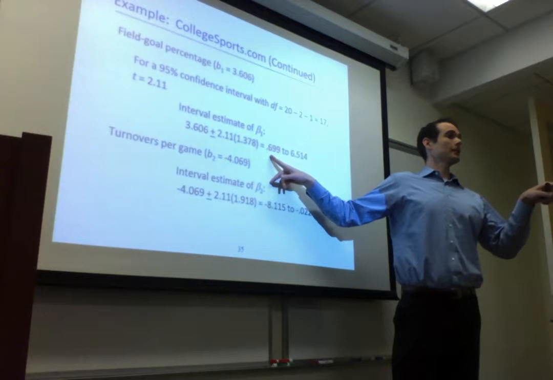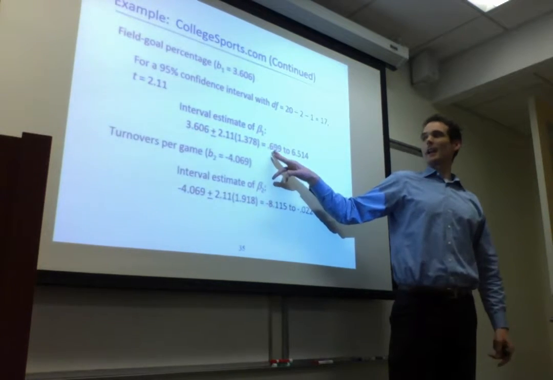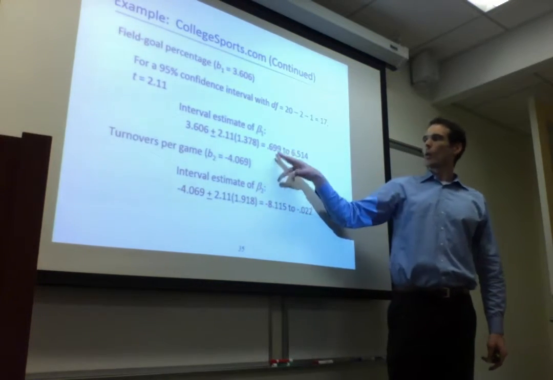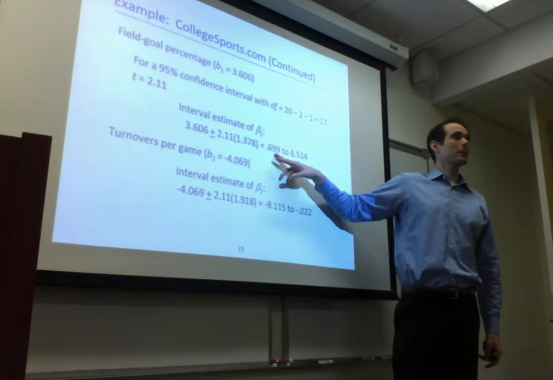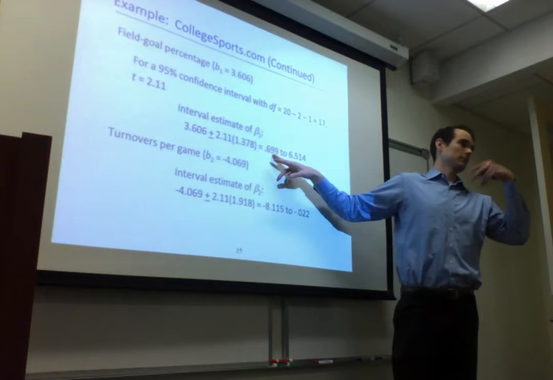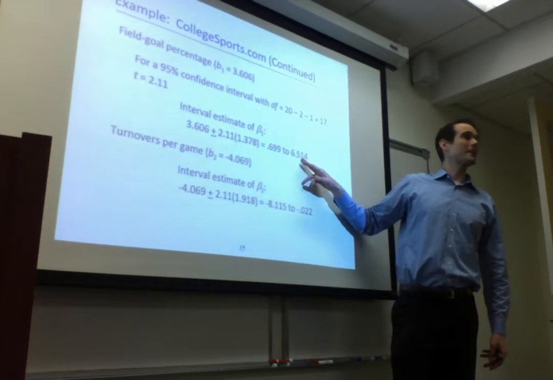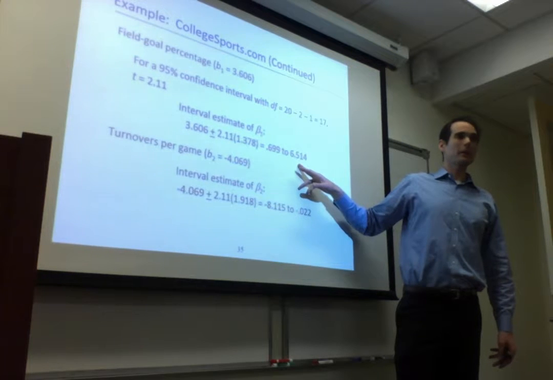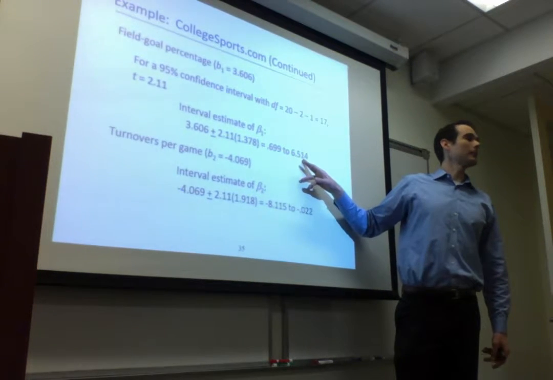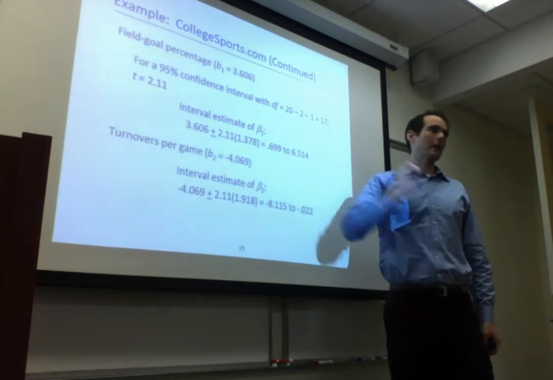0.699 increase in what? Yes, yes, yes. It could mean that a 1% increase in field goal percentage leads to a 0.699% increase in win-loss. Same thing. It could be as high as 6.5. If you increase your field goal percentage by 1, you may be able to increase your win-loss percentage by 6.5. All right. We know it's somewhere in between there with 95% confidence.